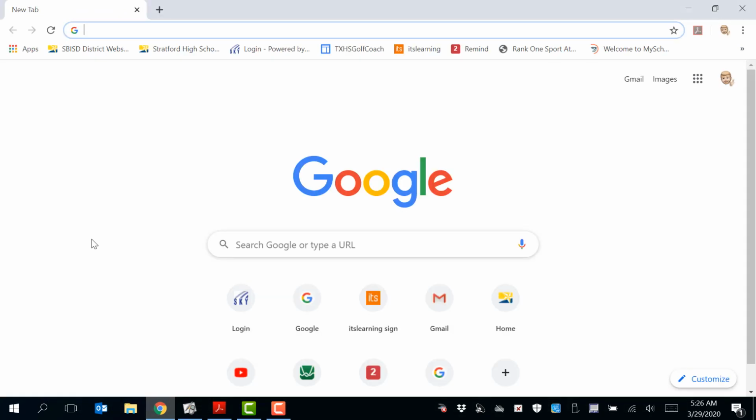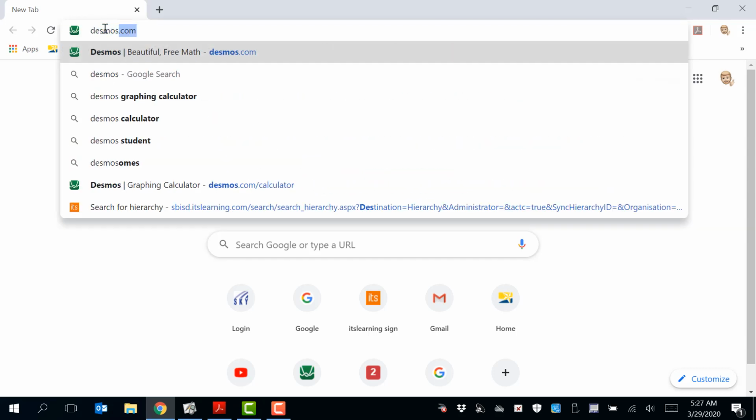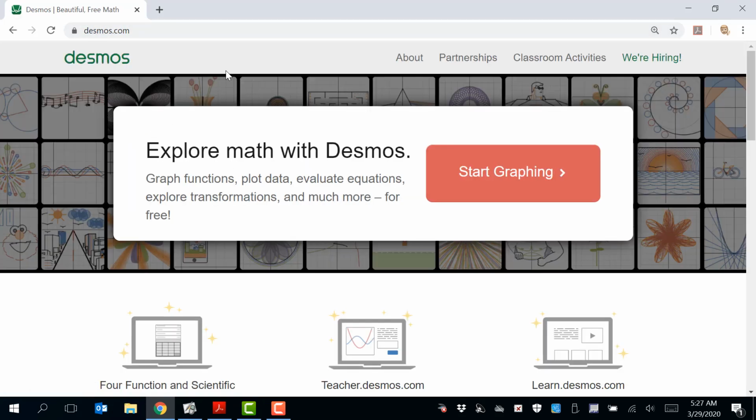So what I'm going to have you do is open a web browser, whether it's on a laptop. It's probably easiest on a laptop. I think you can do it on a phone or a tablet, but it's much easier on the laptop. And you're going to go to Desmos.com. And when you get here, you're going to start graphing.